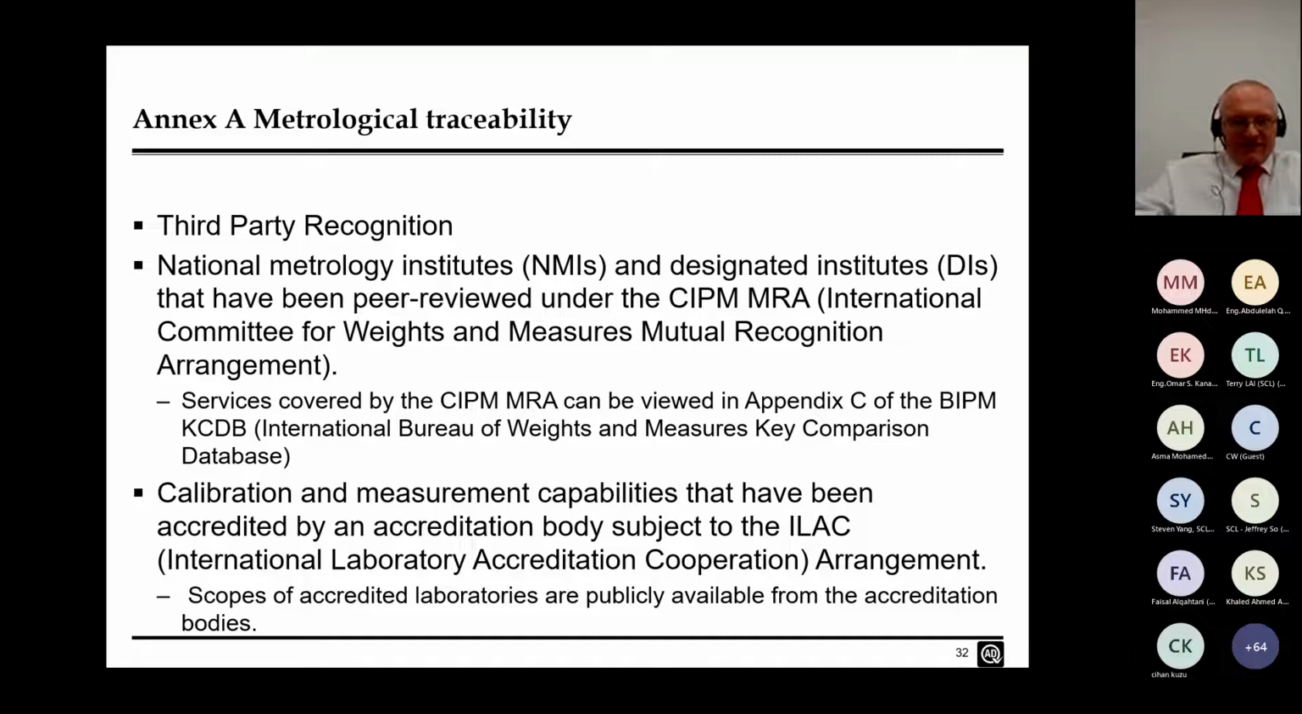So this is third-party recognition. I think I've said that already. NMIs are peer-reviewed under the CIPM MRA, which is third-party recognition, and the services that are covered are published in the KCDB. And laboratories that have been accredited by an accreditation body subject to the ILAC arrangement, those scopes are publicly available from the accreditation body. So one part of third-party recognition is that the scope of your accreditation, the scope of your CMCs, is publicly available. Anybody can check what your capabilities are.